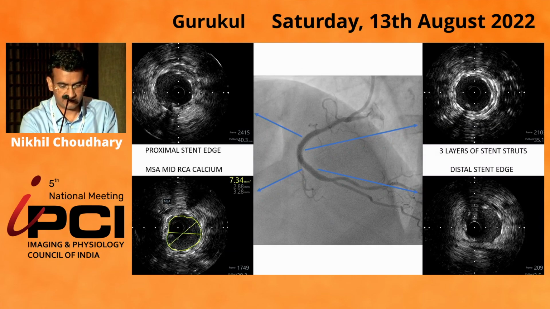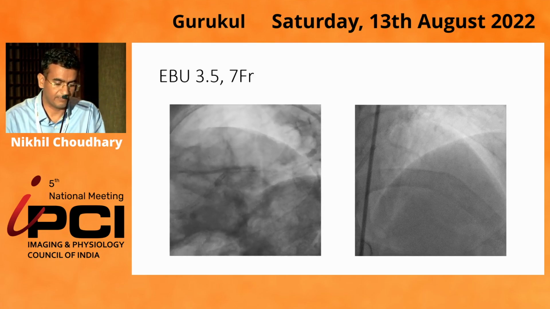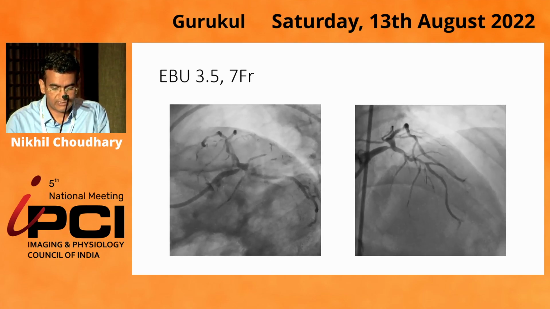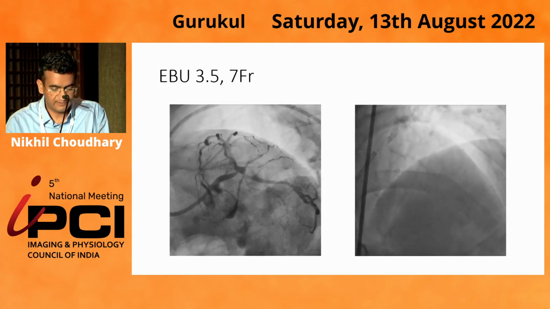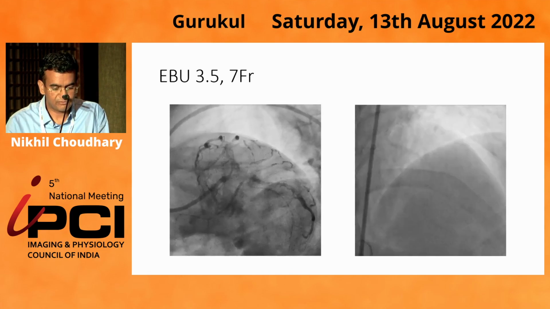And with a fairly acceptable MSA of 7.3. And you can appreciate 3 layers of stents, but expanded very well. Then I thought of taking up the left system at a later date, but I was comfortable doing it in the same setting. So I used an ABU 3.5, and these were the images at my center, and a really ugly looking aneurysmal lesion.